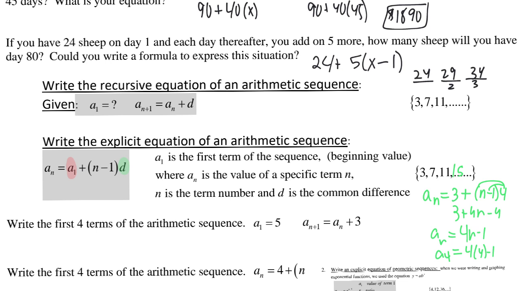Okay. And if you wanted to go explicitly straight to the 250th term, you would plug in n is 250, and you could get specifically and straightforwardly to that thing.